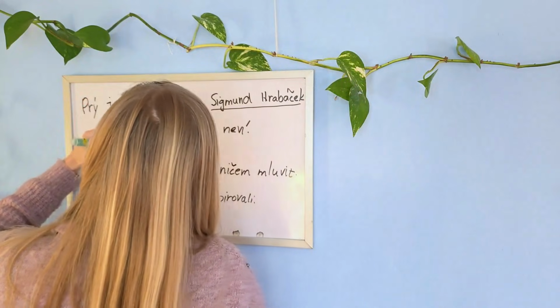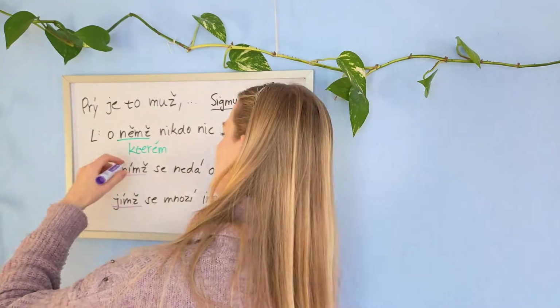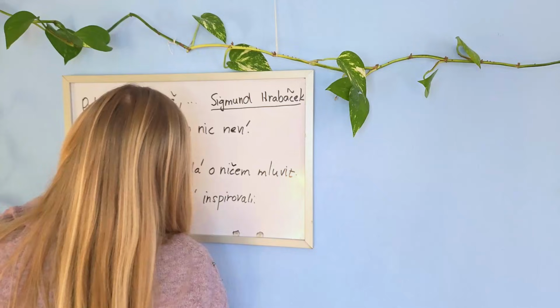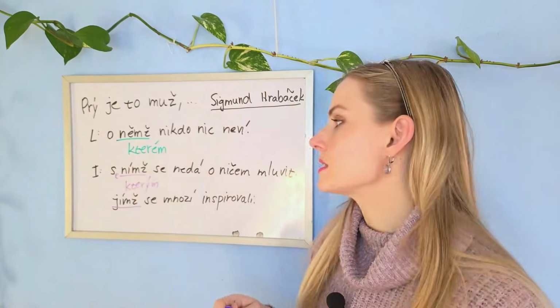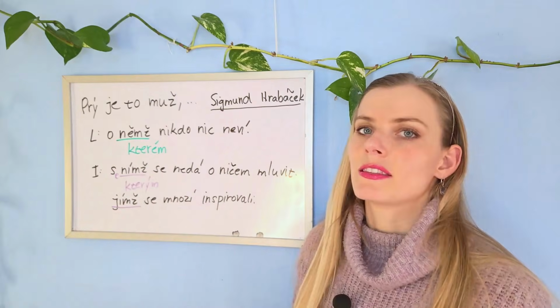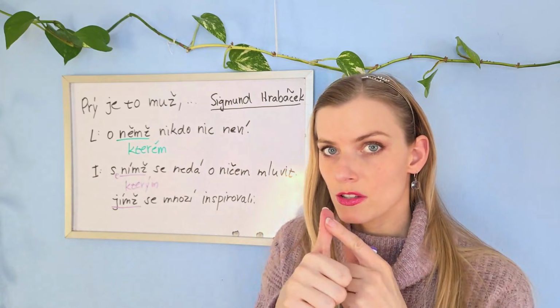Prý je to muž, o kterém, and the instrumental is se kterým. Here we would say se kterým. So it's easier to pronounce. There it is. 10 sentences to show you all the forms for one gender.